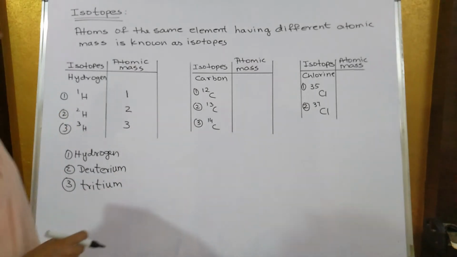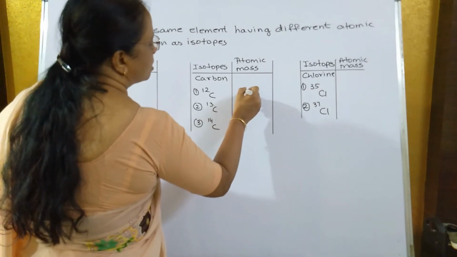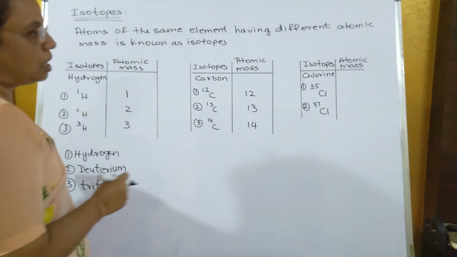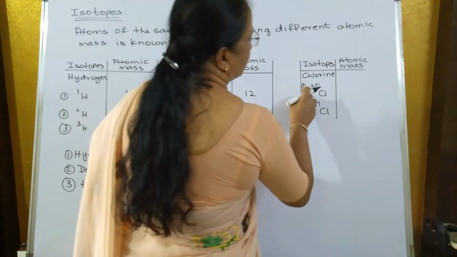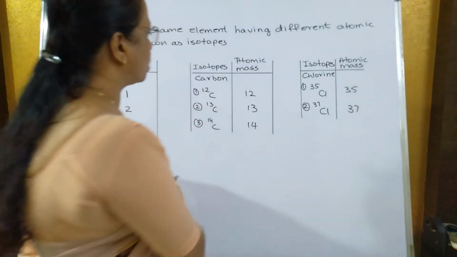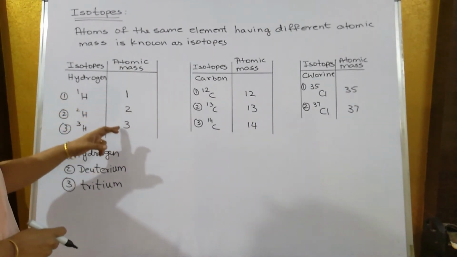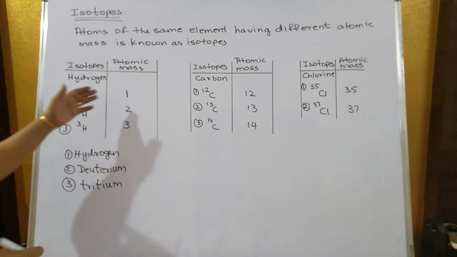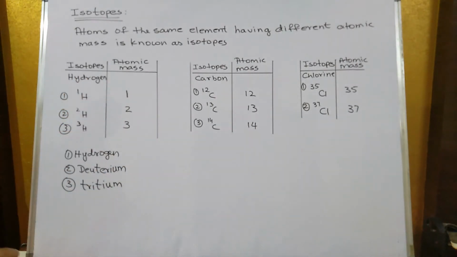Similarly, isotopes of carbon: 12C, 13C, 14C. The atomic mass of the first isotope is 12, the second one is 13, and the third one is 14. Similarly, the isotopes of chlorine are 35Cl and 37Cl. The atomic mass of the first isotope is 35 and the second one is 37. From this you can come to know they are isotopes of the same element but they have different atomic mass. So there was a confusion where to place all these isotopes, in the same box or in a different box. Why in a different box? Because all the atomic masses were different.